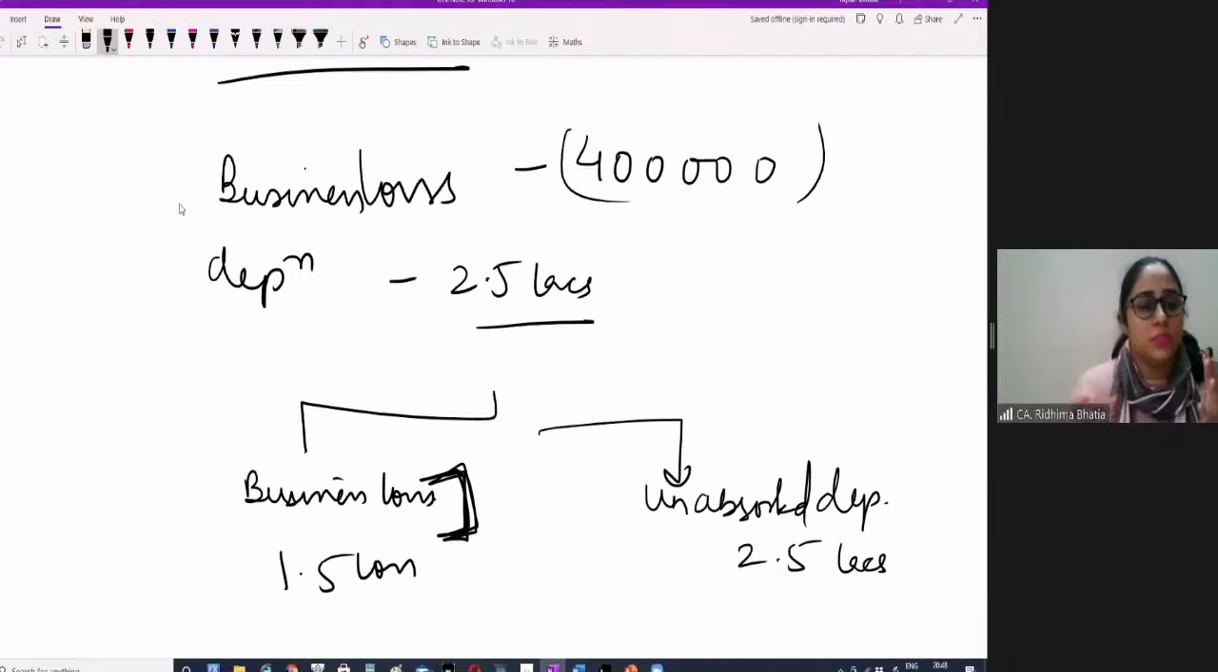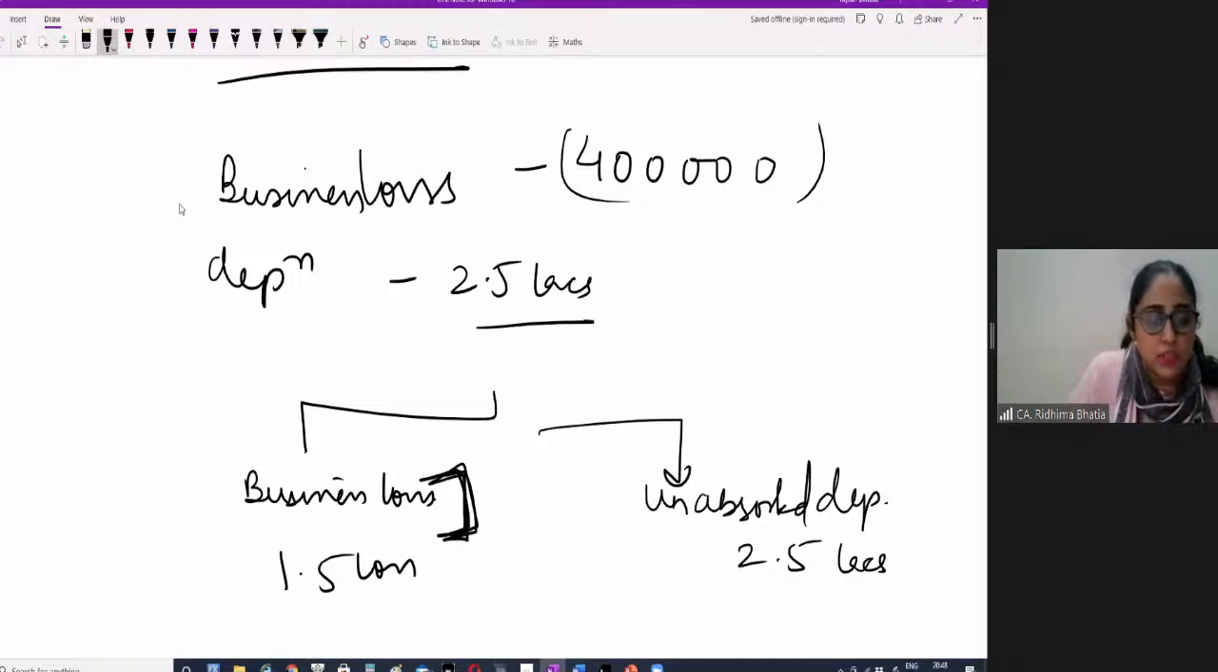First, whenever the loss is incurred, you set it off in the same head. If it is not set off in the same head, then you go to other heads to take the help from. Okay? If it is not set off in the other heads, then you carry it forward, and in the year of carry forward, once it is carried forward, it gets set off in the same head only. Now, what will happen? When this 4 lakh loss is incurred in the current year, you will divide it. You will first set off your business loss, then you will set off your unabsorbed depreciation.